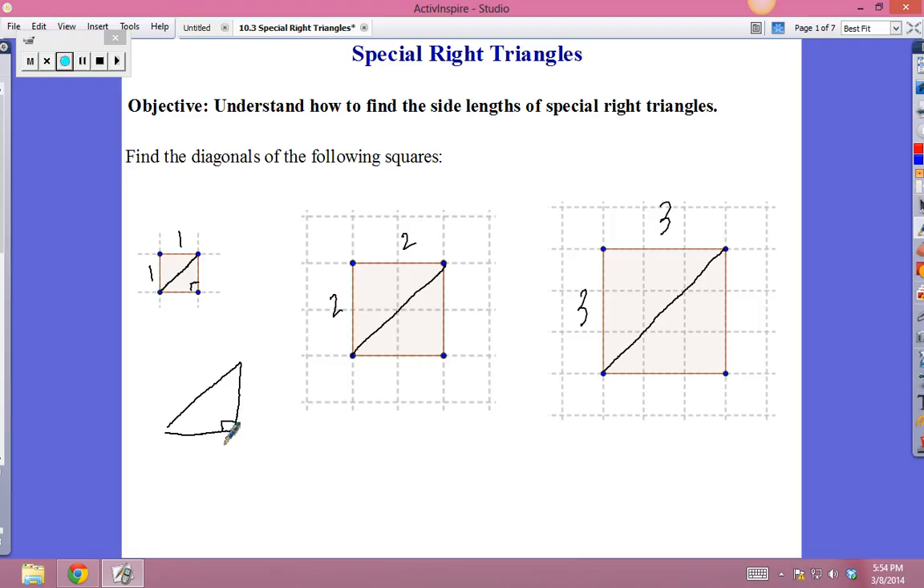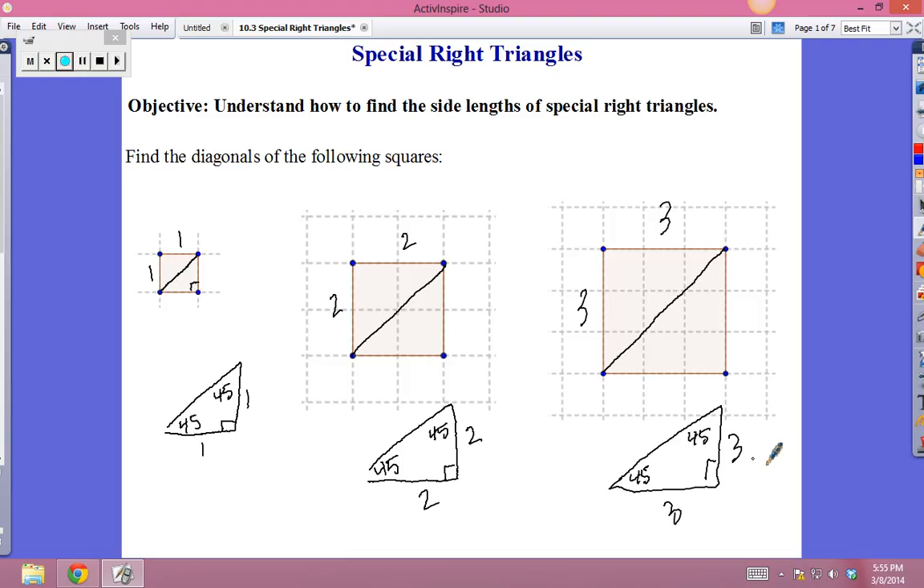So that's going to be a 45. That's one, that's one. Here's the 45. 45, 45, 90. And then in this square, if we just look at half of it, it's going to be a 45, 45, 90. So they're going to be similar triangles. They are the exact same shape. They are just going to be different sizes. And this third triangle, this is going to be a 45, 45, 90, and then it's 3 and 3.